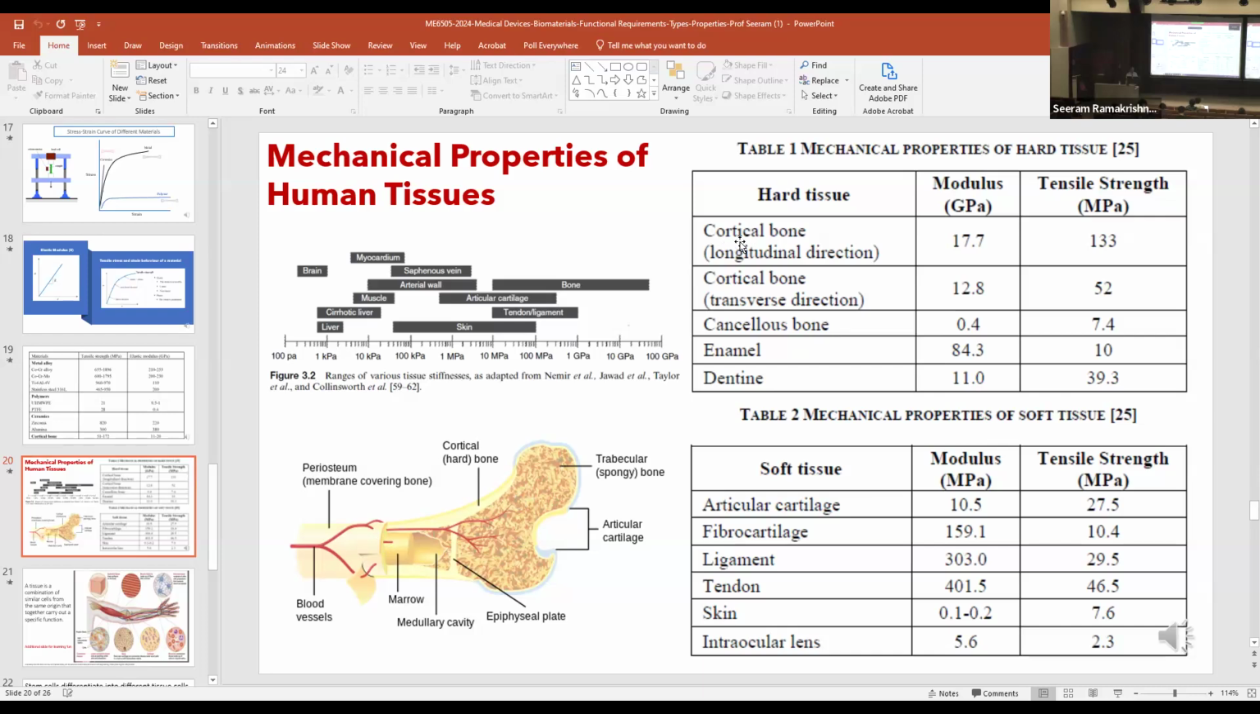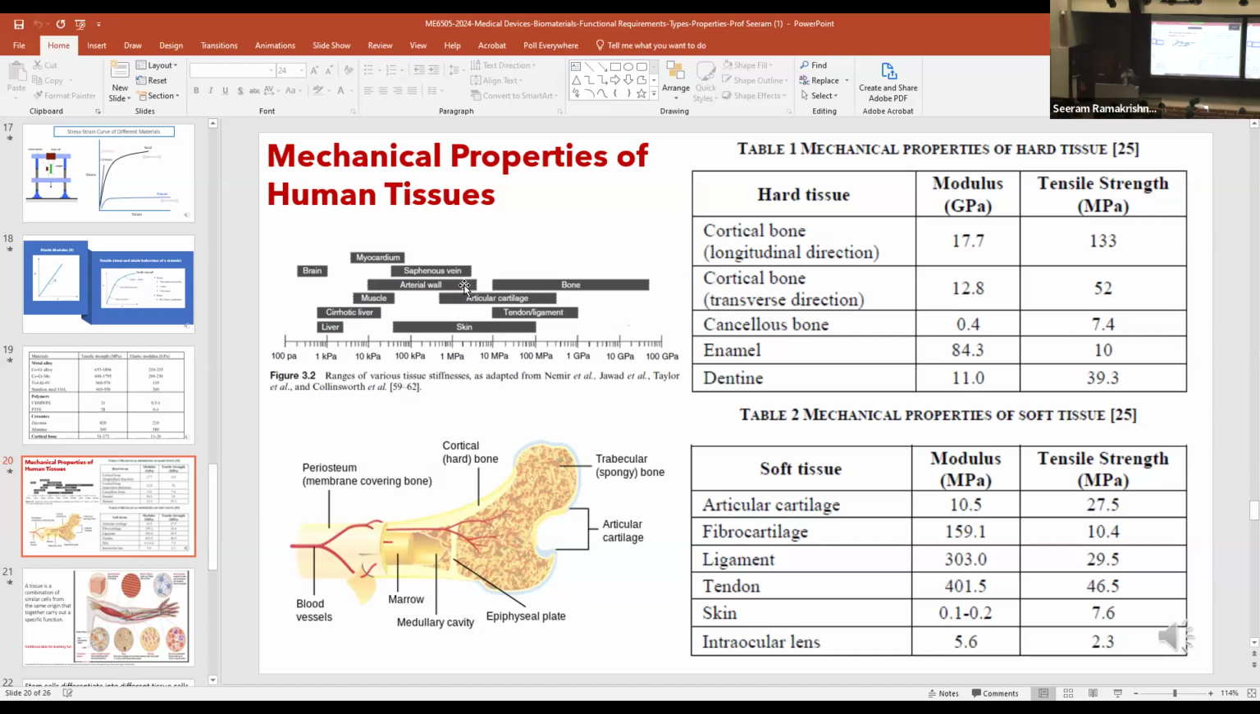Now if you see the bone, you have a cortical bone, and you have this longitudinal direction and transverse direction. That means the properties in this direction and the properties in this direction are not the same. So the material is directional. The properties of any tissue are directional. Then you have soft tissues, which have a lower modulus and tensile strength compared to the hard tissues like bone and so on.